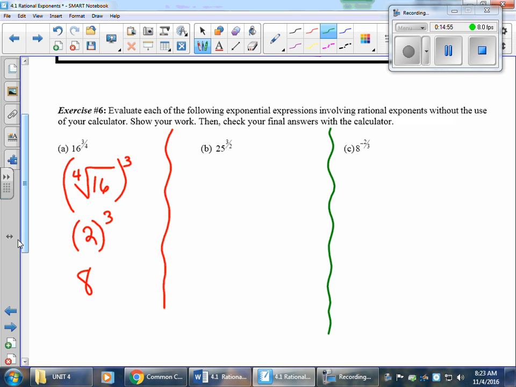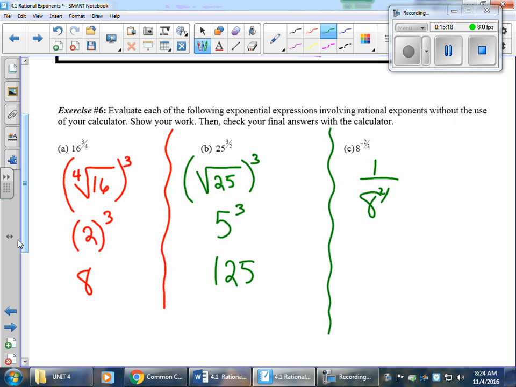Okay, I'm back. So hopefully you tried it on your own before you started the video again. So this is going to be the square root of 25 raised to the third power. So this is going to be 5 to the third power. 5 times 5 is 25, and 25 times 5 is 125. And this last one, that negative just tells me get rid of the negative and bring it to the denominator. So this is the same thing as 1 over the cube root of 8, the whole thing squared. Cube root of 8 is 2. 2 times 2 is 4 times 2 is 8. So this is 1 over 2 squared, which is equal to 1 over 4.